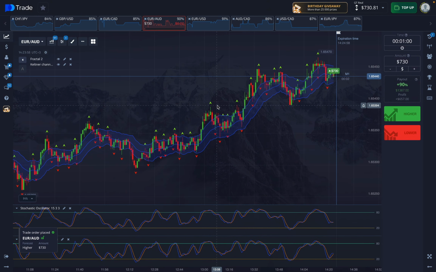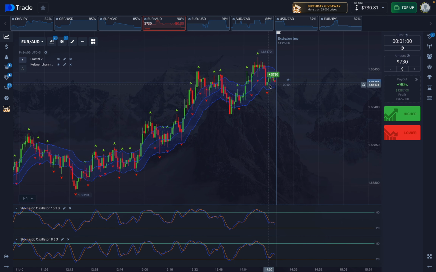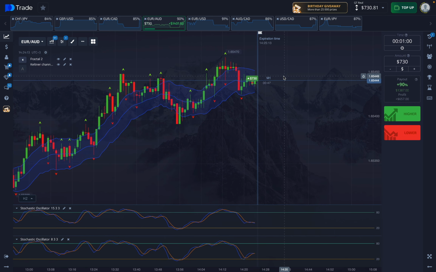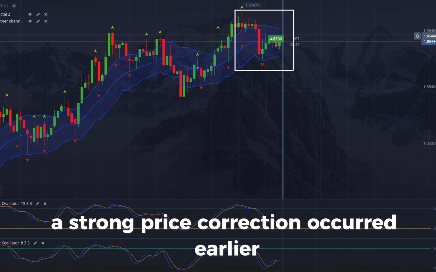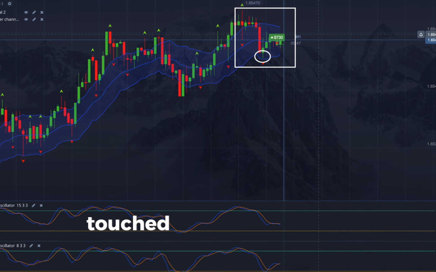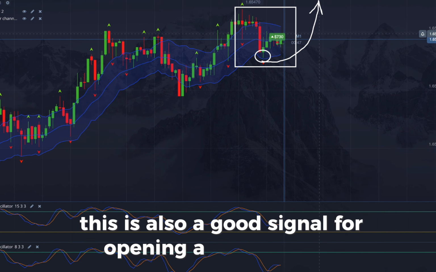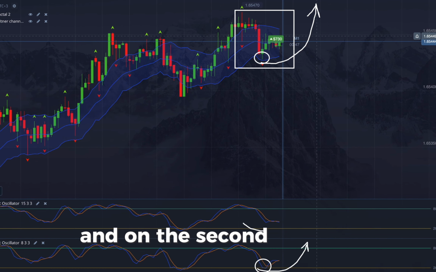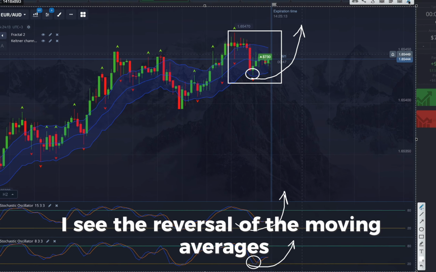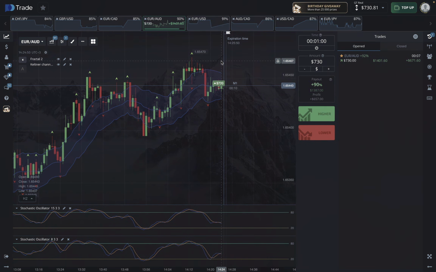Here, I will open a position to go long in the direction of the current trend. I always get more reliable signals when the entry happens in the direction of the trend. However, here the oscillators and indicators also show a good position for opening a long position. A strong price correction occurred earlier, the movement updated its local minimum, touched the lower moving average of the channel indicator. This is also a good signal for opening a long position. I also observe an exit from the oversold area on one of the oscillators, and on the second oscillator I see the reversal of the moving averages. Overall, it's a good signal to go long. Let's see the result of this trade.